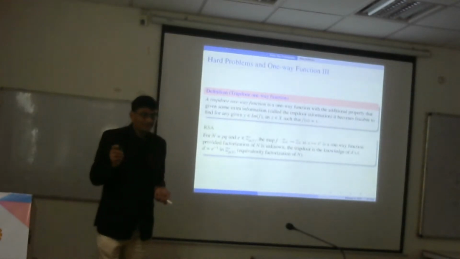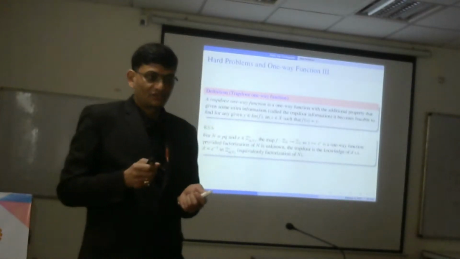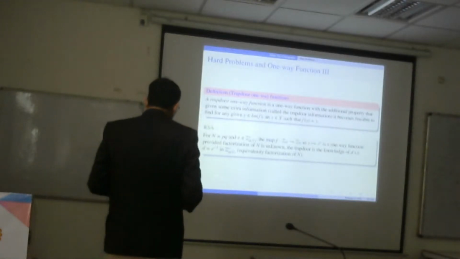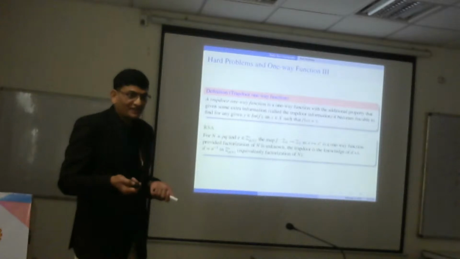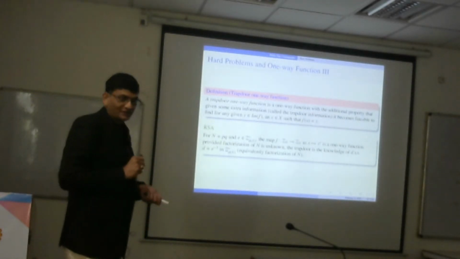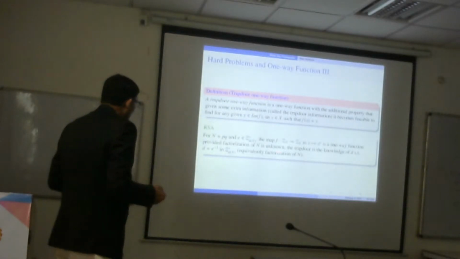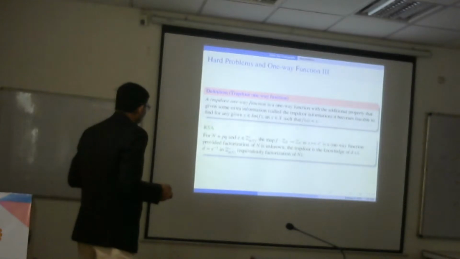So you know phi(n), the Euler totient function, and if you know the factors, then you can compute phi(n). Otherwise, you cannot compute phi(n). So if you know the factors, then you can compute phi(n), then you can find the inverse, and then you can invert this function.